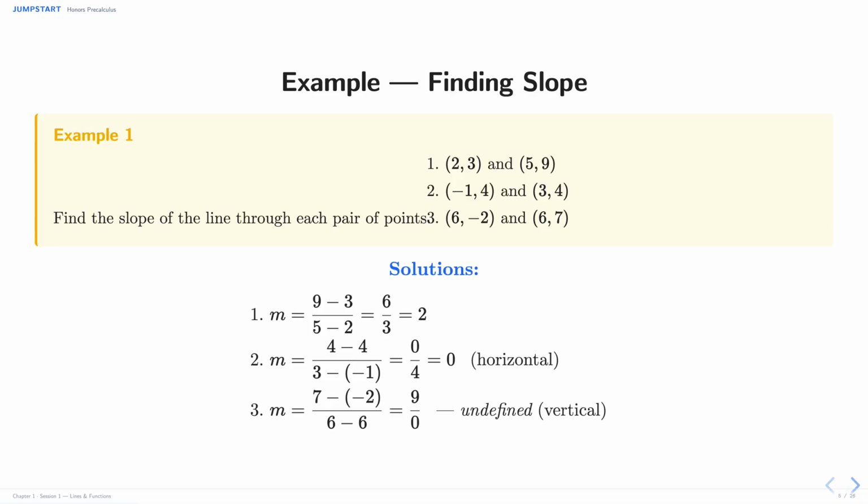Now, let's find the slope of some lines through given points. For the points (2, 3) and (5, 9), we calculate the slope as the difference in y-coordinates, which is 9 minus 3, divided by the difference in x-coordinates, which is 5 minus 2. This gives us a slope of 2. For the points (-1, 4) and (3, 4), the slope is 0 because the y-coordinates are the same. Finally, for the points (6, -2) and (6, 7), the slope is undefined because the x-coordinates are the same. Remember, vertical lines have undefined slopes.